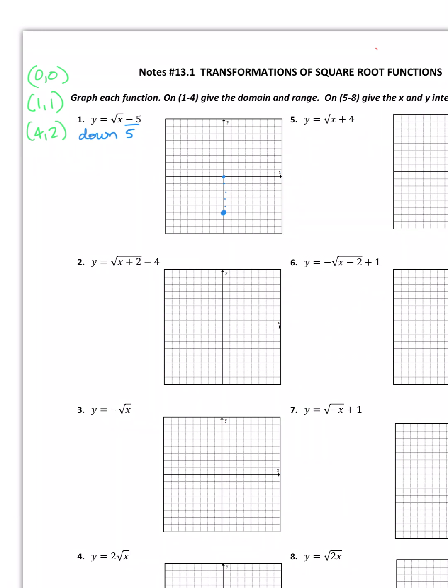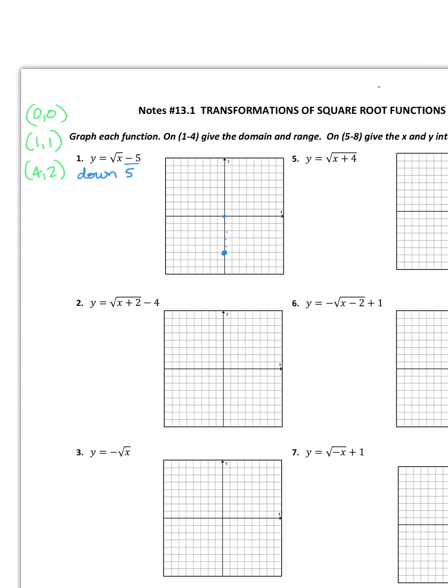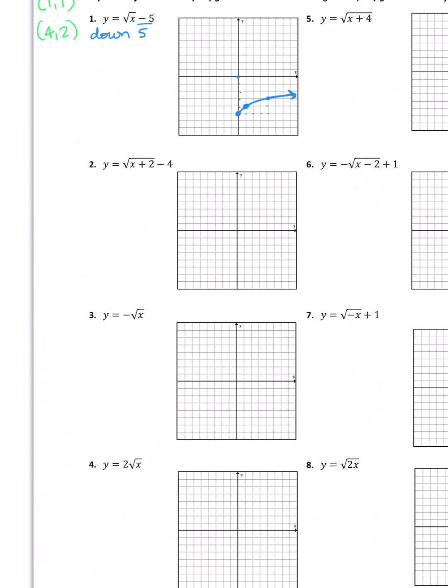So I'm going to go back over here. So if I go up 1, so now if I go over 1, up 1, and then I'm going to go over 4, 1, 2, 3, 4, up 2. So you'll notice there's our shape. We just moved the starting point, basically.